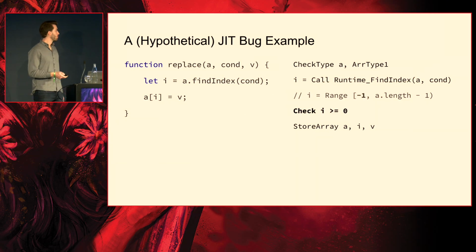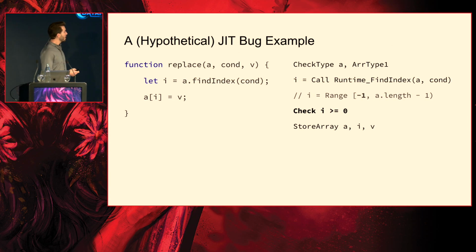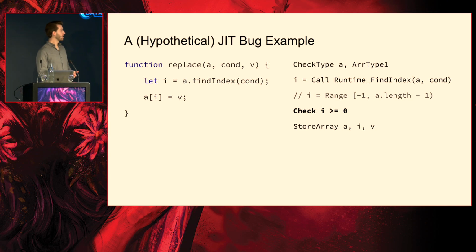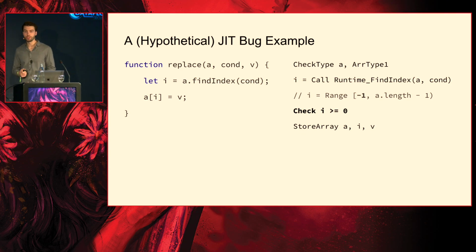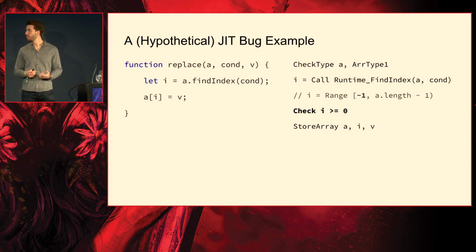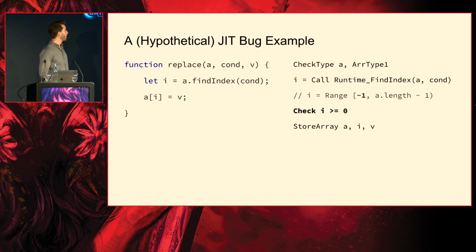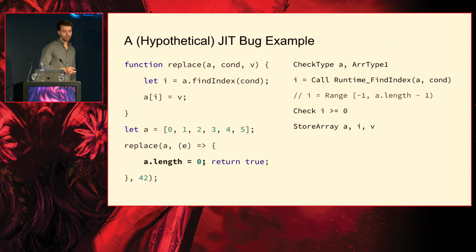So now you might be tempted to say, okay, let me fix up my range analysis. Really, it's between -1 and the length of the array. And so then maybe I can simplify this bounds check. I just need to make sure it's not negative, larger or equal to 0. But again, this doesn't quite work.